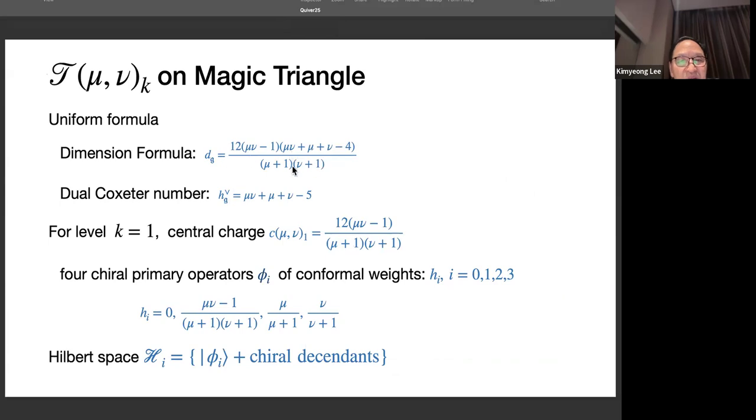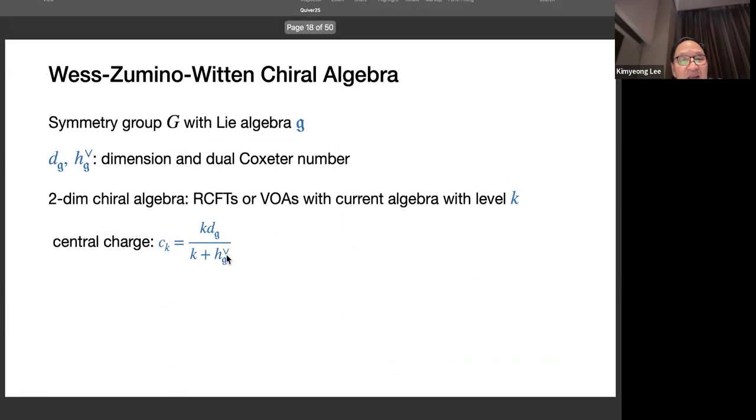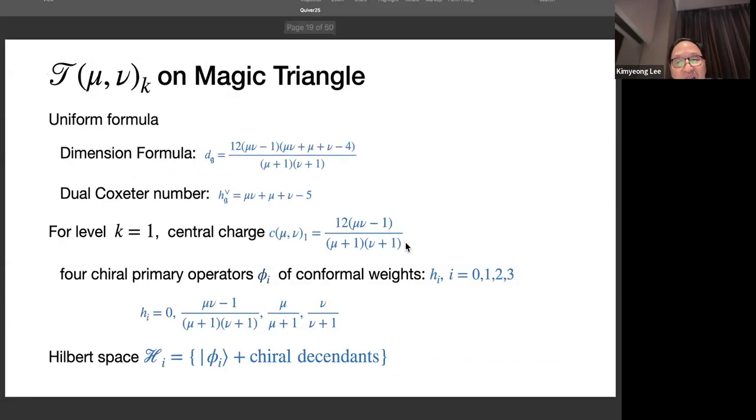Then we found the dual Coxeter number is again given uniformly in terms of the parameters mu and nu. For level K equal to 1, the central charge is now easy to write down because we have this formula, and this gives you a beautiful formula. Then, because we know some of the series, we can find the general 4 primary operators, and their conformal weights are given in this form.